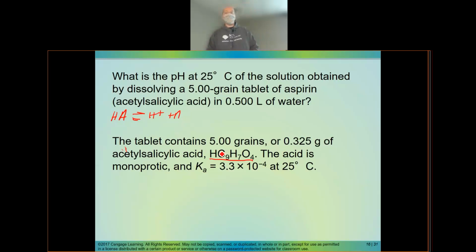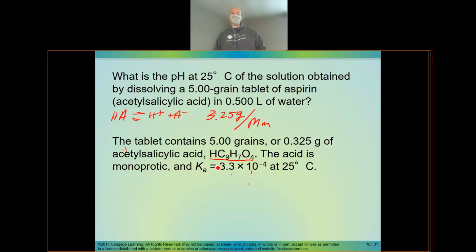And I'm looking for my initial concentration. So they didn't tell us the initial concentration. They said that the tablet contains 5 grains, or 3.25 grams. Yes, that's what I want, 3.25 grams. So I have 3.25 grams of my acid, and so I have to divide by the molar mass.